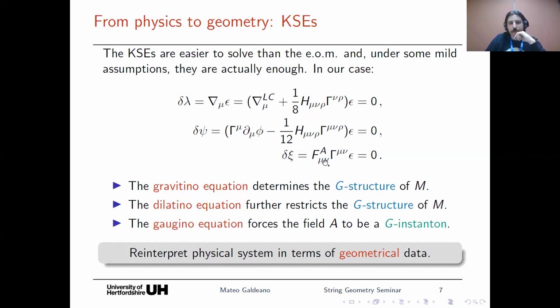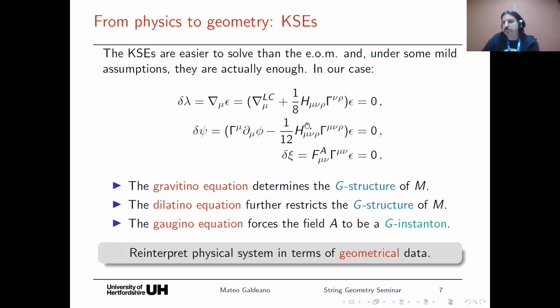impose other conditions. In our case, because it's a heterotic setting, you also have this extra gauge field. And the supersymmetry condition tells you that you need to have a G instanton. We're going to have instanton connections as well. So you see topics that are very familiar in differential geometry, but here they appear very naturally from physics.